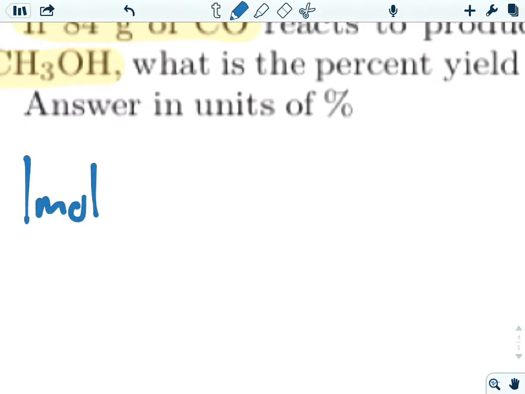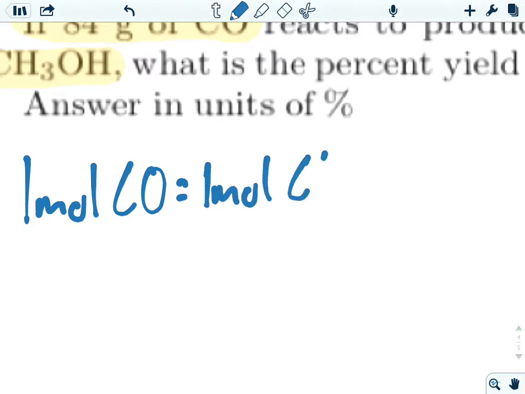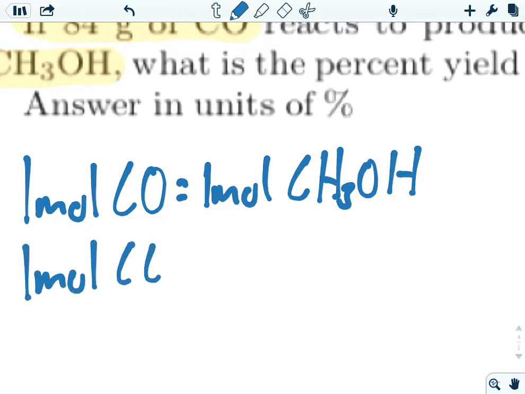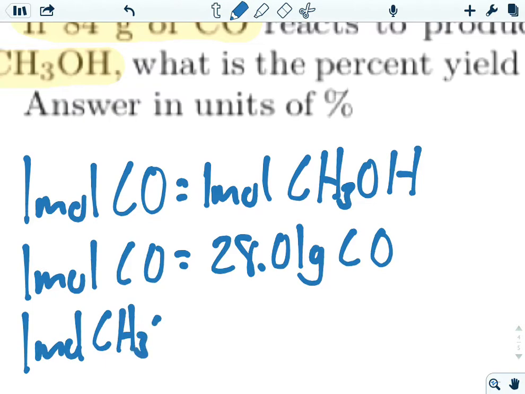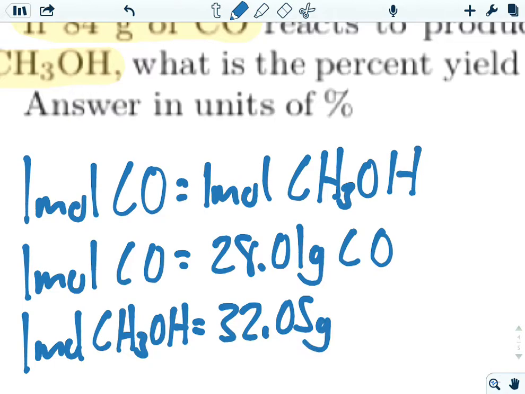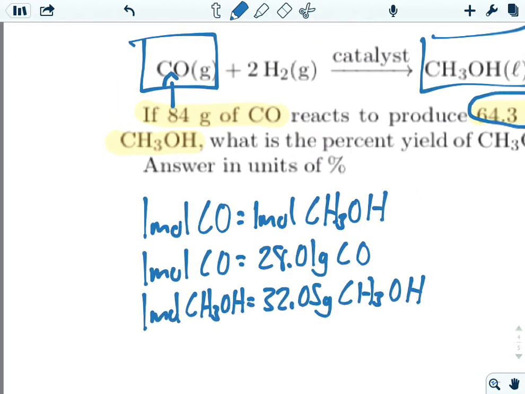1 mole of carbon monoxide equals 1 mole of CH3OH. We also need the molar mass of each, so 1 mole of carbon monoxide is going to equal 28.01 grams of carbon monoxide, and then 1 mole of methanol, CH3OH, is going to equal 32.05 grams of CH3OH. Okay, those are the conversion factors that we're going to use.